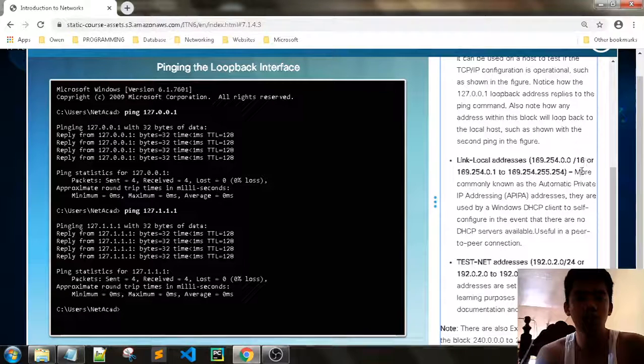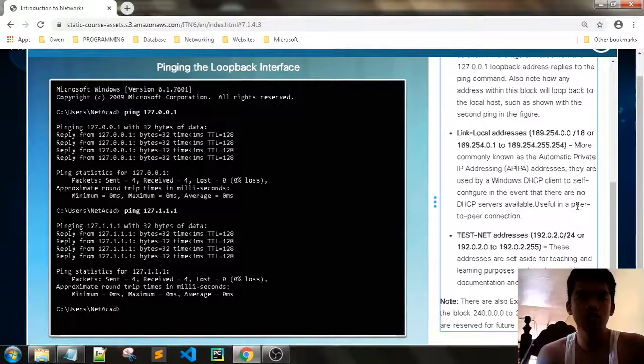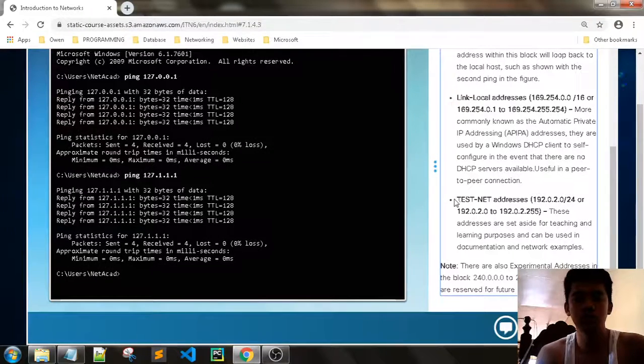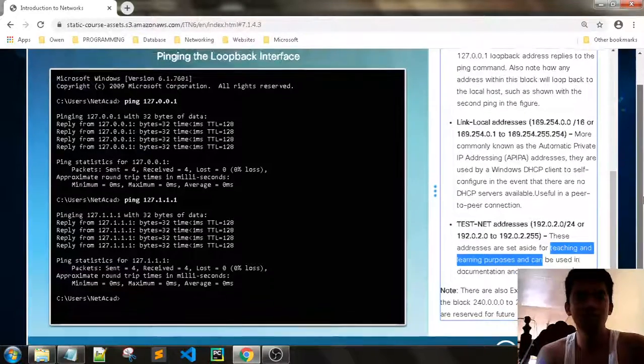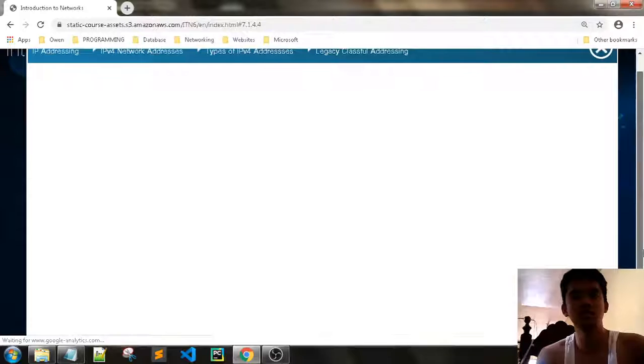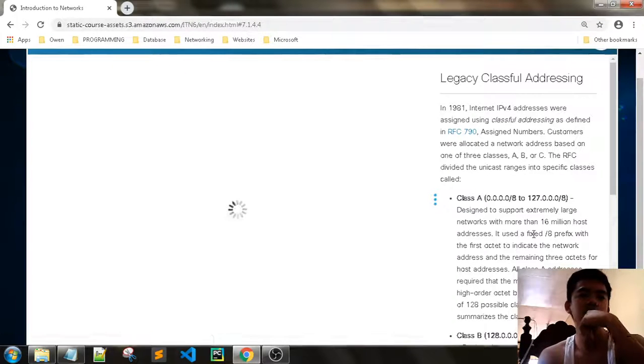169.254 is the APIPA range. They are used by the Windows DHCP client to self-configure in the event that there are no DHCP servers available. We also have TEST-NET, which is used for teaching and learning purposes. So those are the link-local addresses for IPv4.